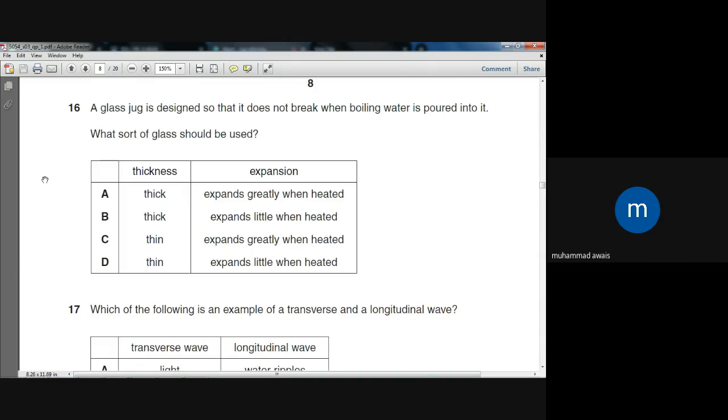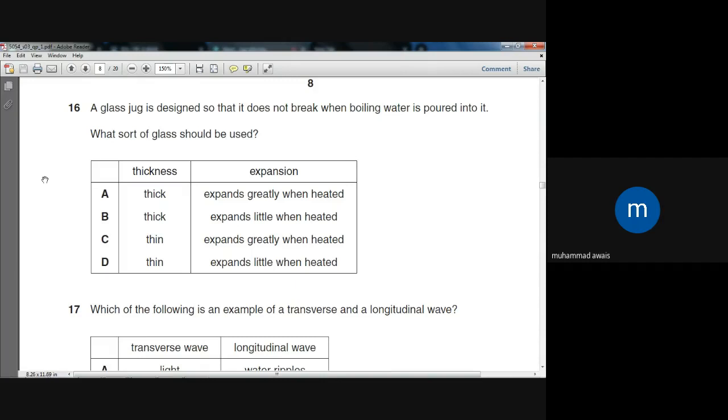Sir, I can't understand why the glass should be thin. So the inner and the outer side will have the same expansion. Sir, if you have a jug, and inside and outside expand differently, cracks will develop in the jug. Yes, Asim, please. I'm saying the glass should be thin for the even expansion of the inner and outer side. If the inner and outer of the jug are not the same, then cracks will develop.